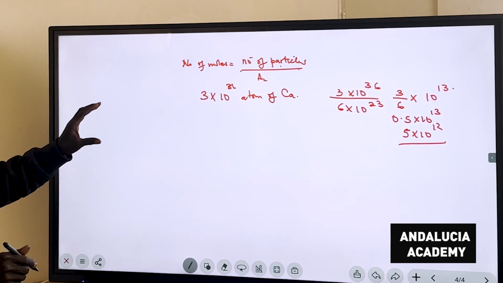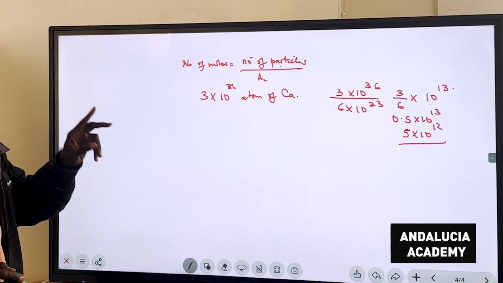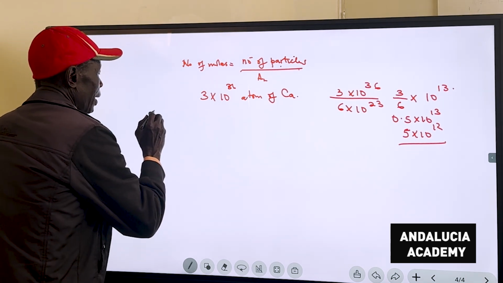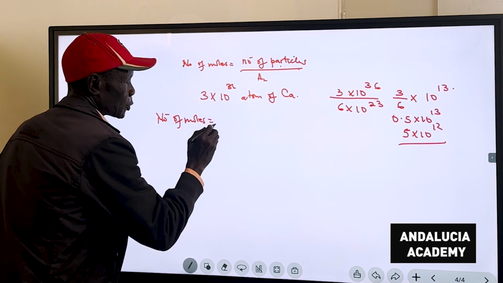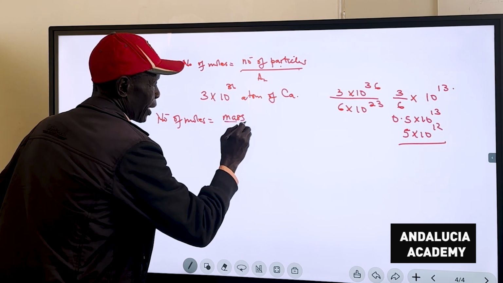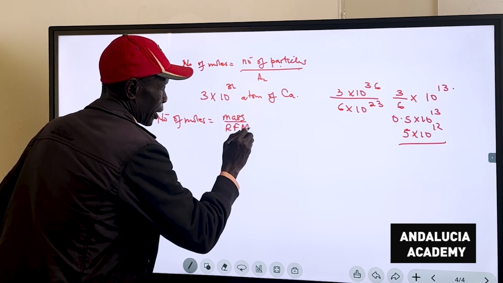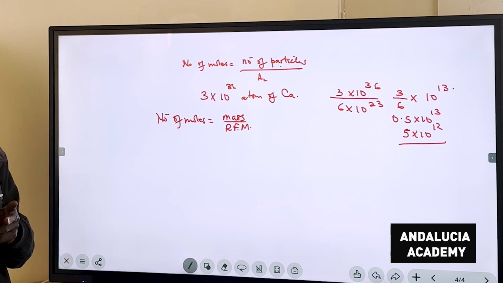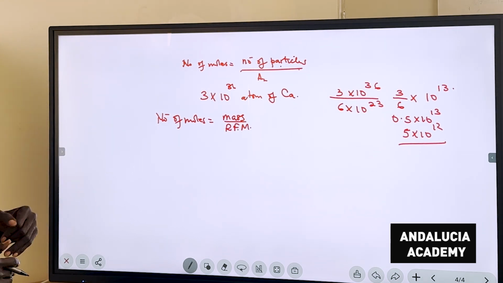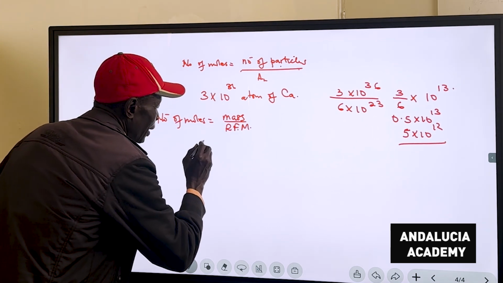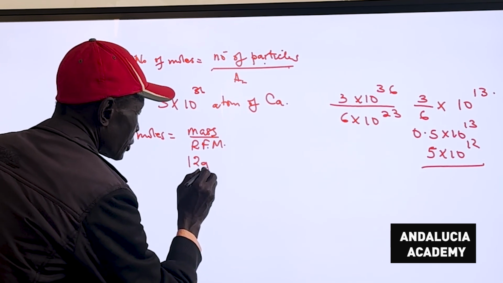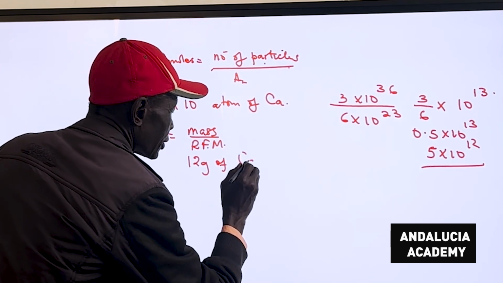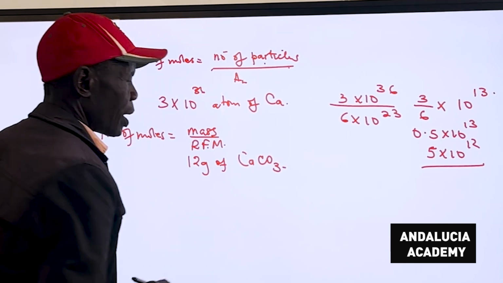Now, this formula is easy, so I'm going to go to the second formula where we need to use number of moles is equals to mass over, let me use generally RFM. Where do I use this? How do the questions come? The first one is to find the number of moles in a given mass of a substance. Let's say I have 12 grams of calcium carbonate. How many moles are there?